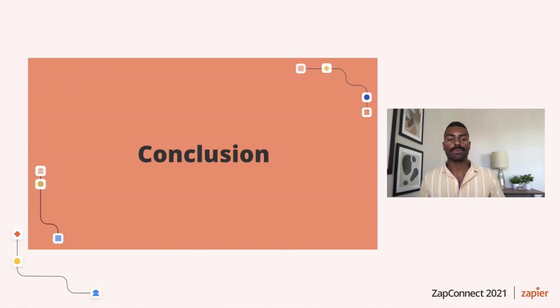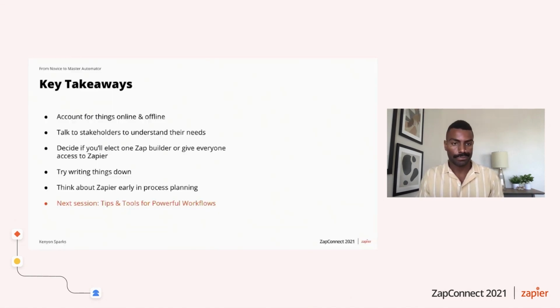Let's run through the highlights of what we've covered today. Expand your thinking when it comes to workflows. Remember to account for things happening both online and offline when thinking about how you might use Zapier more effectively. If you're on a larger team or don't have intimate knowledge of all the processes you'll be automating, be sure to talk to stakeholders to understand their needs.